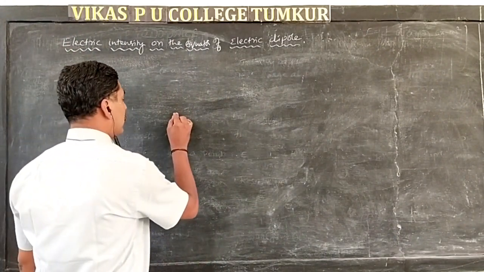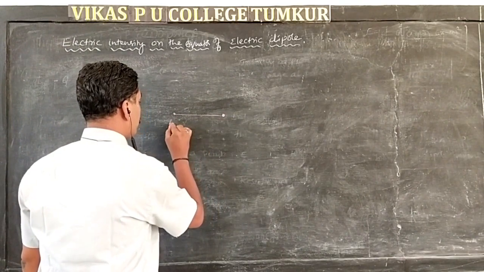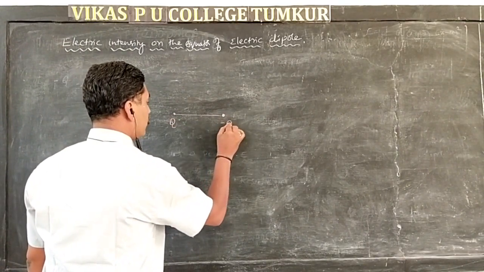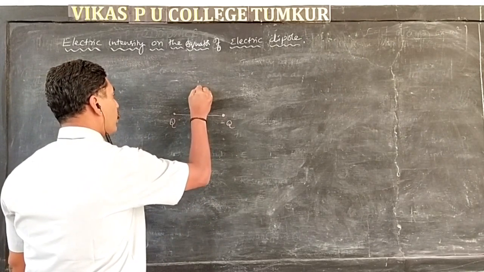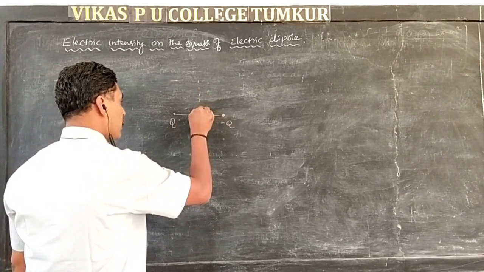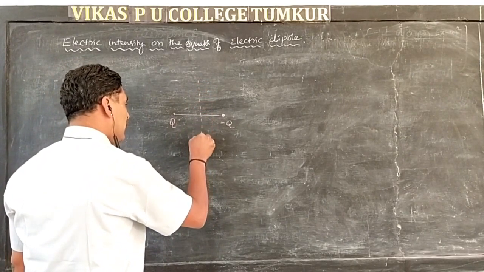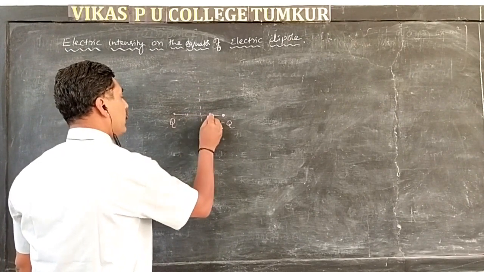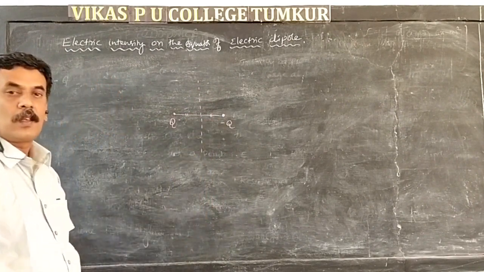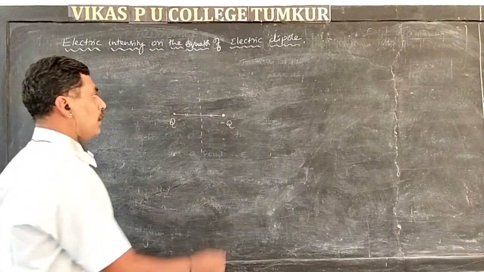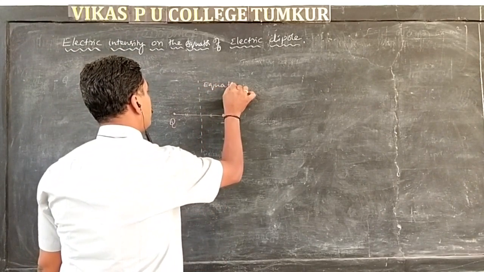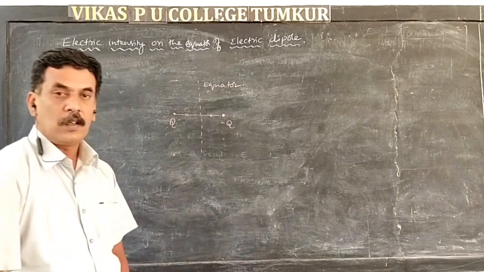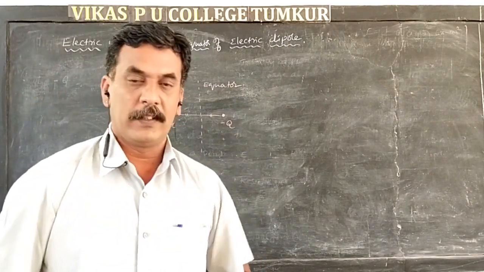If you have an electric dipole, and if the length of the dipole is bisected perpendicularly, then the perpendicular bisector will be called as dipole equator. That's what you have understood from the previous classes.